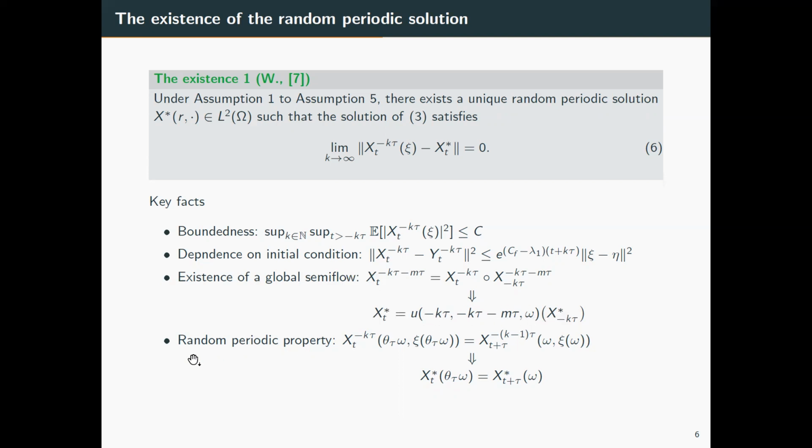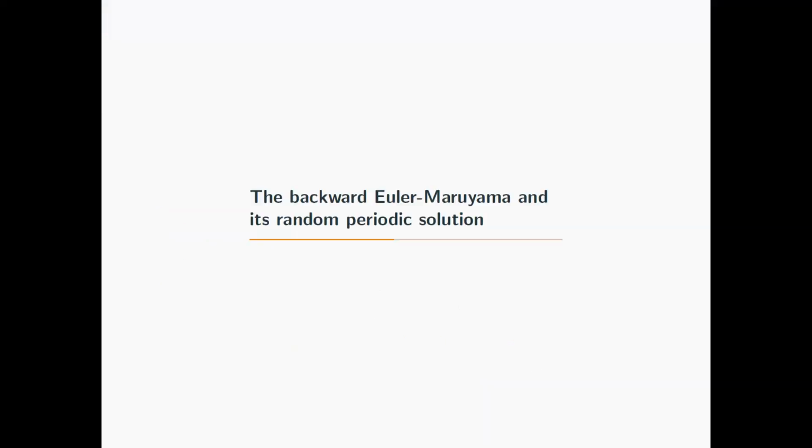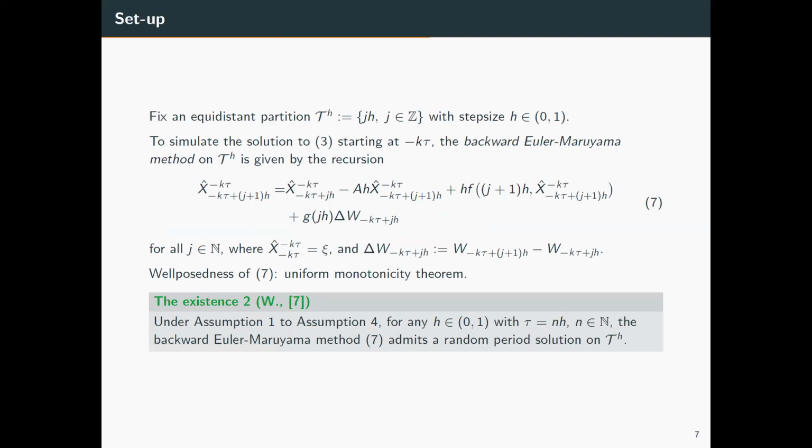The second one is the random periodic property. We need to show the limiting path satisfies the random periodic property. To achieve this, we only need to show x^{-kτ} satisfies the random periodic property. Then we send k to infinity to get the result. Now let's move to the backward Euler-Maruyama method.